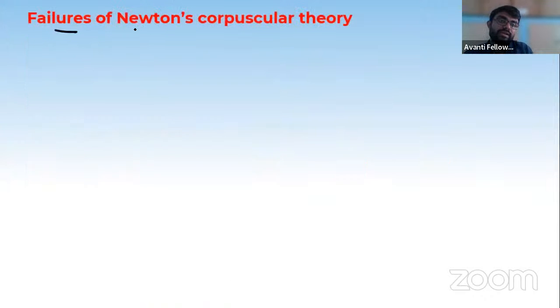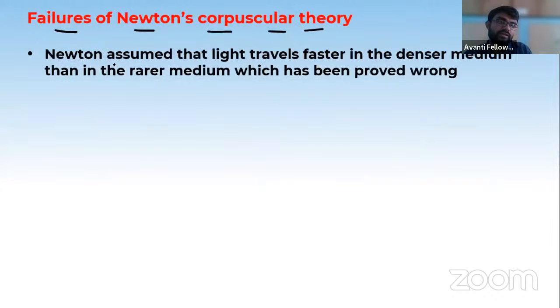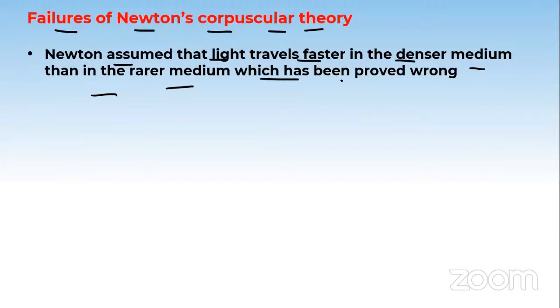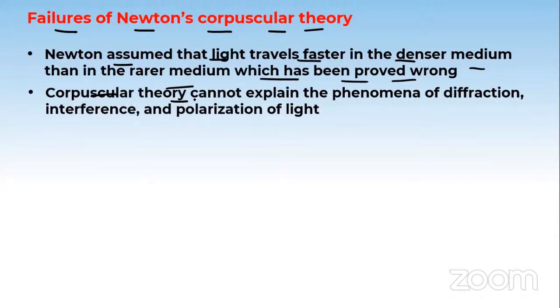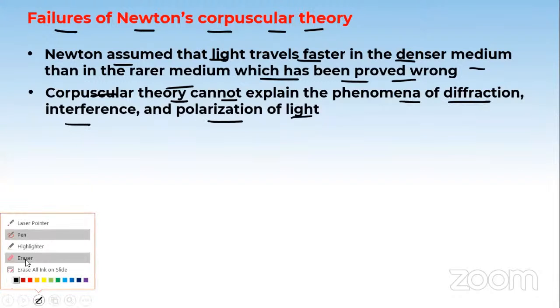So let us first see the failures of Newton's corpuscle theory. Newton assumed that light travels faster in the denser medium than in the rarer medium, which has been proved wrong. Let us see it in more depth. The corpuscle theory cannot explain the phenomena of diffraction, interference and polarization of light. These are some points, so write them in your notes.